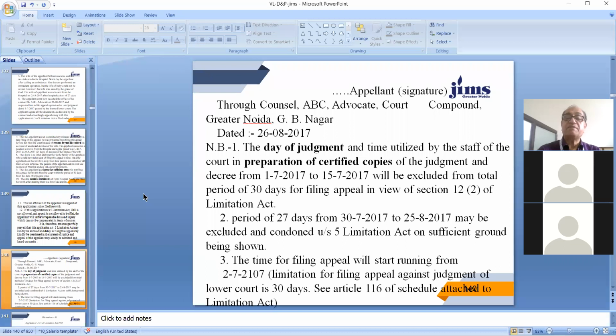Then the period of 27 days, 30th July to 25th August, may be excluded and condoned under Section 5 of the Limitation Act because the ground shown is sufficient. Third, the time for filing appeal will start from 2nd July. The first day is to be excluded. Limitation for filing appeal against the judgment of a lower court is 30 days. This you can see from Article 116 of the schedule attached to the Limitation Act.